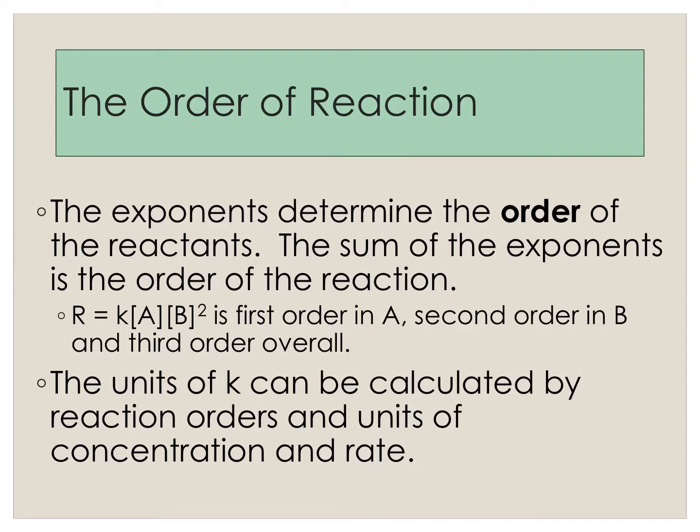So the order of the reaction comes from the exponents. The sum of the exponents is the order of the reaction. So we have the order of each reactant, and then we have an overall order of the reaction. If I look at this rate law, this would say it's first order in terms of A, because it only has a 1 exponent on the A. Second order in terms of B, and third order overall. 1 plus 2 is 3. Just add up the exponents, and it gives you your overall order.